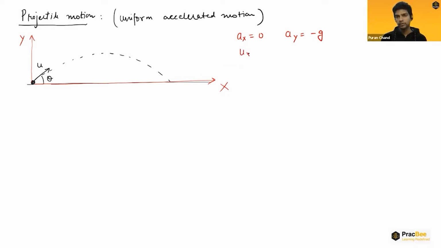And your initial velocity in the x direction will be what? It will be u cos theta, right? Can you see that? If I resolve u in two mutually perpendicular directions, it will be u cos theta in the x direction and u sin theta in the y direction. Is it clear?